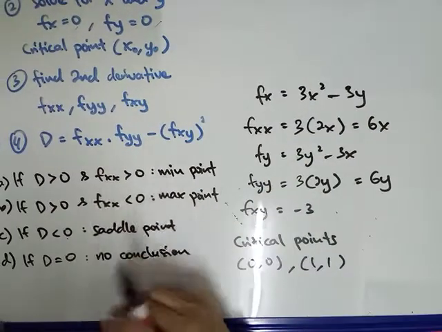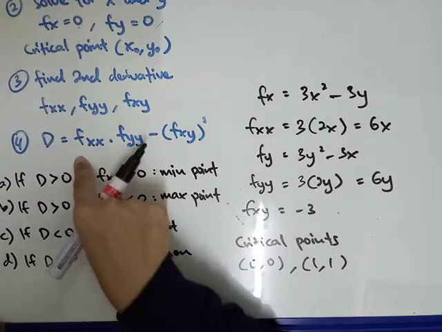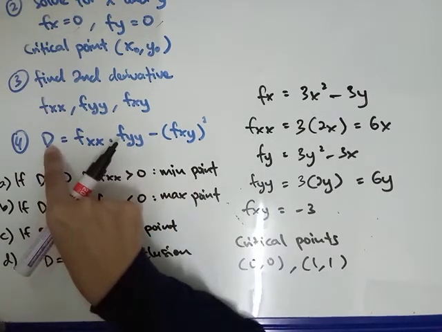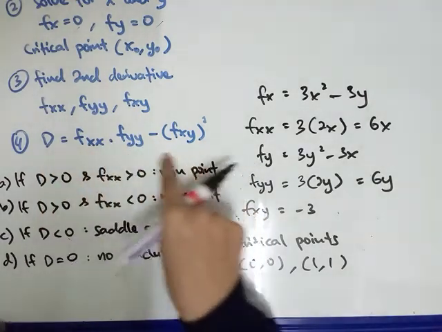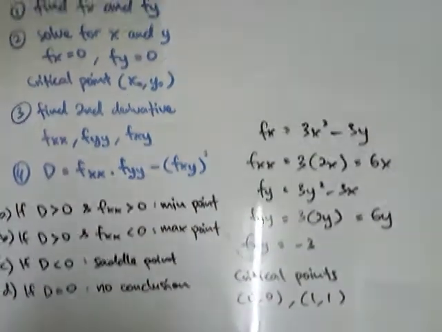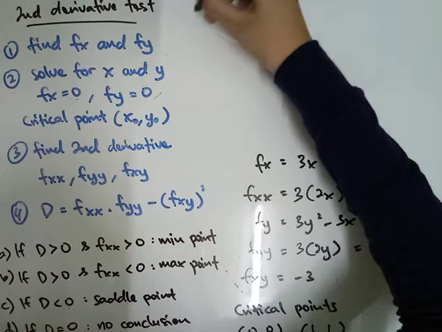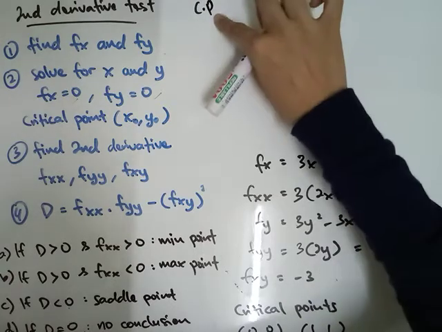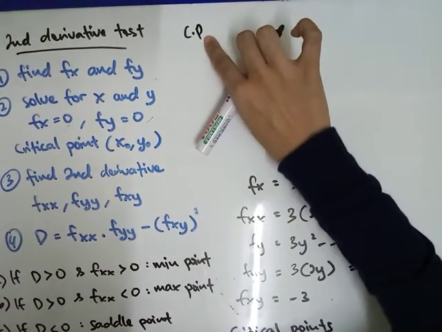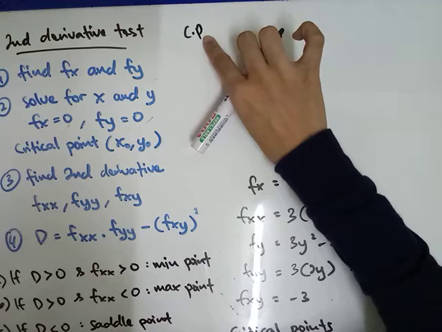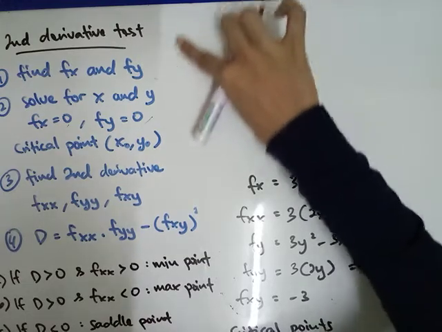Step 4, we need to find D, by using this formula. Okay, so you need to make a table. CP is critical point. Okay, ni short form. CP is critical point.